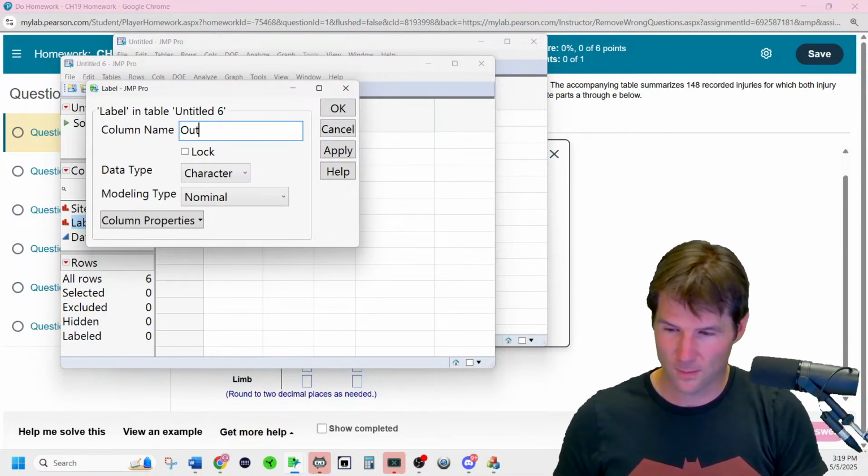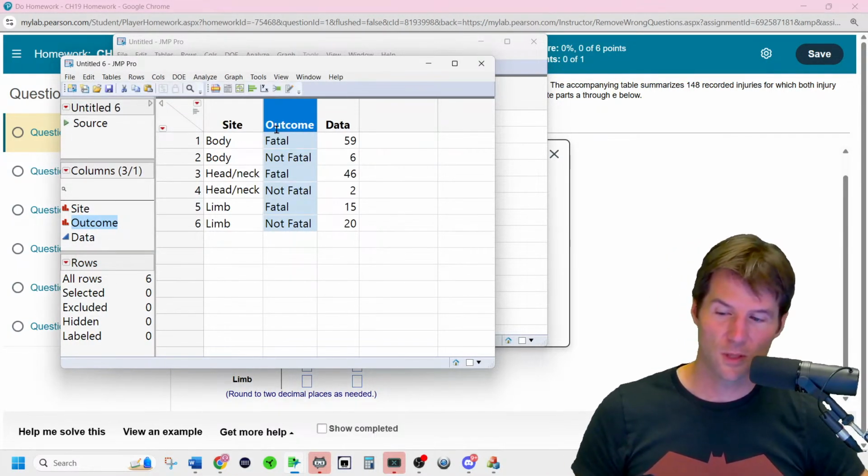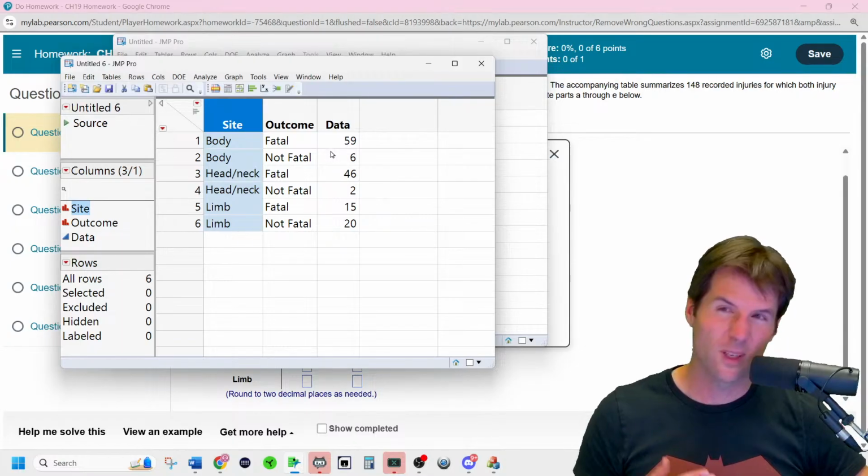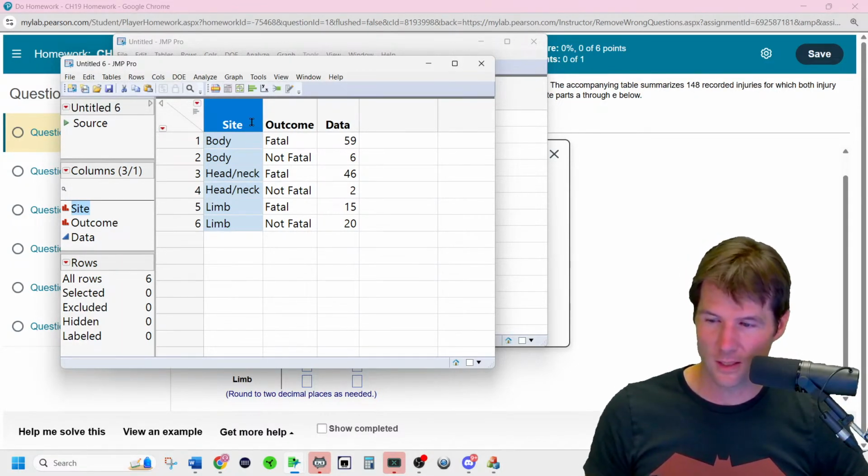You can change the label to the outcome. Doesn't matter if you change the names of these. To change the name, you just double click and rename it. It just helps a little bit with understanding what we're analyzing. The site of the injury and the outcome of the injury and the frequency or the count.